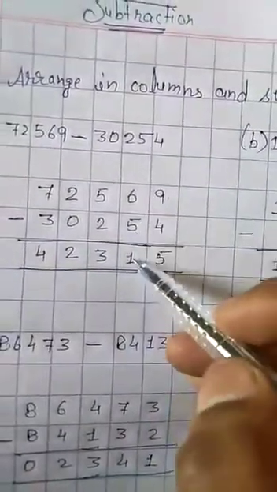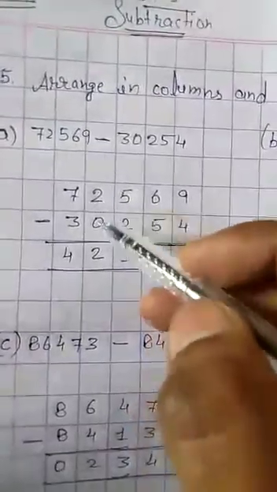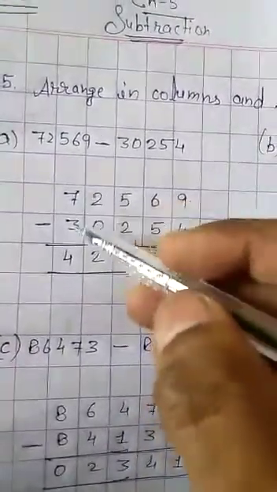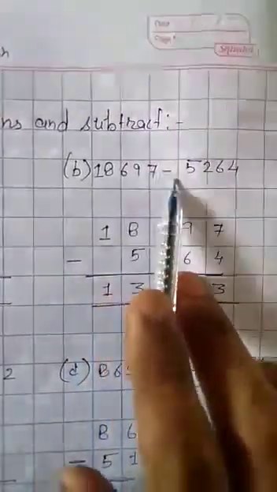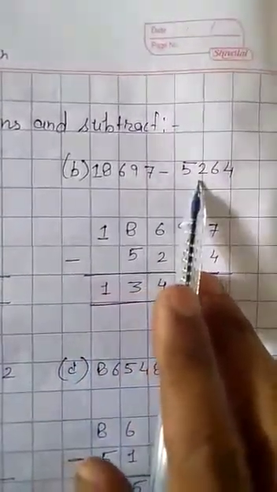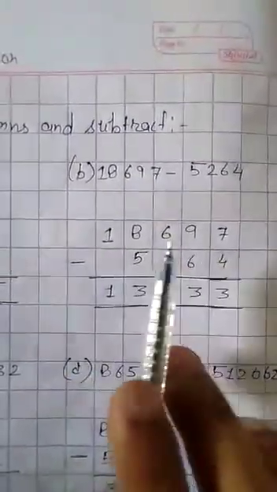6 minus 5 is equal to 1. 5 minus 2 is equal to 3. 2 minus 0 is equal to 2. 7 minus 3 is equal to 4. Now question B. Question B is 18,697 minus 5,264. So you will write each digit in each column.